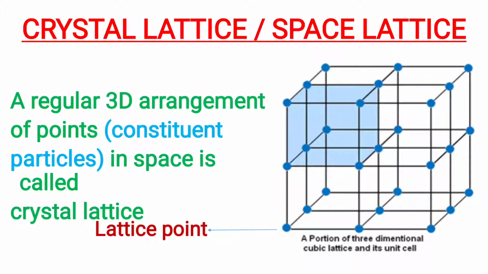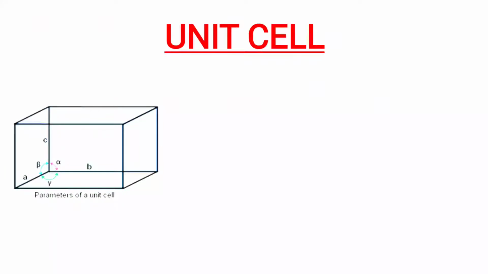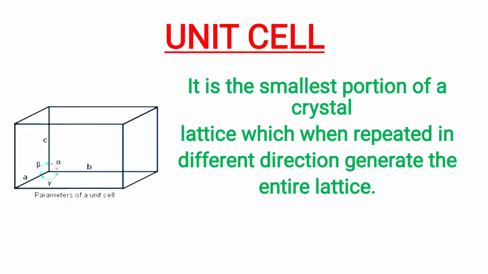Also, if you have a look at the diagram, you can see a cube that has been shaded. And this portion is called a unit cell. Now, the next concept is unit cell. What is meant by a unit cell? A unit cell is the smallest portion of a crystal lattice, which when repeated in different directions generates the entire lattice. And we can also call a unit cell a fundamental building block.